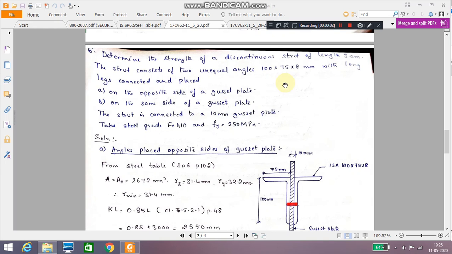Hello, dear students. Let us continue with the problems of compression members. The sixth problem: determine the strength of a discontinuous strut of length 3 meter.